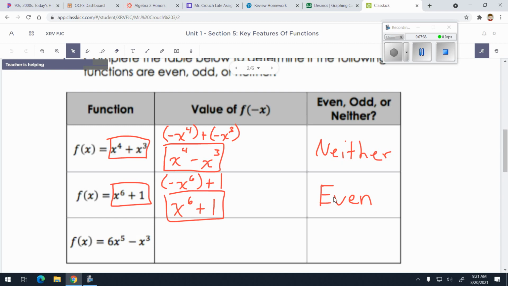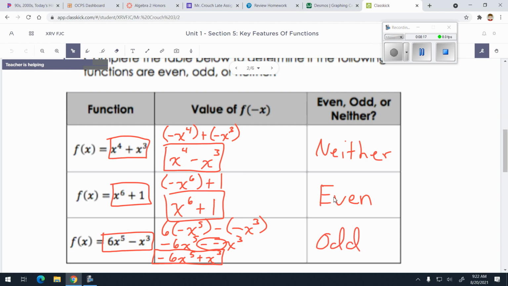Okay, and then last but not least, f of x equals 6x to the fifth minus x to the third. So I'm going to change it. It's going to be 6 times negative x to the fifth minus negative x to the third. That's going to be negative 6x to the fifth minus negative x to the third. And then what's going to happen here? Double negative changes it to a positive. So it's negative 6x to the fifth plus x to the third. Exact same? No. Complete opposite? Yes. So therefore it's odd.